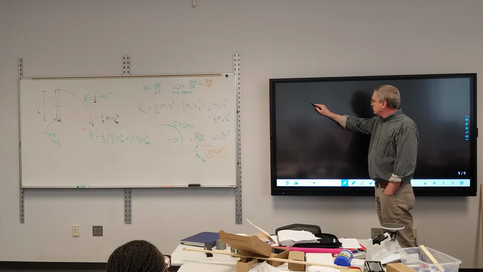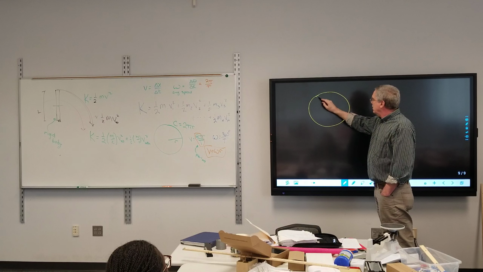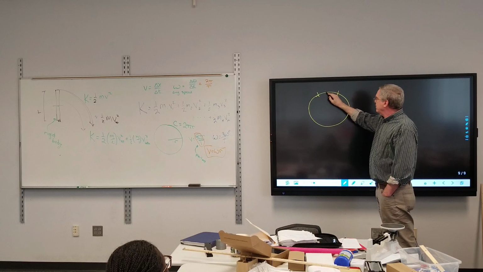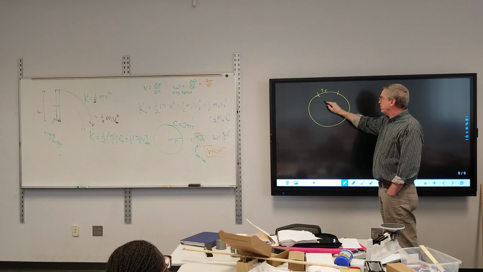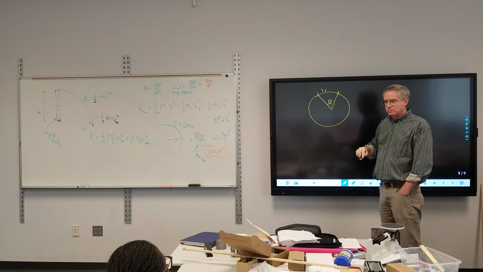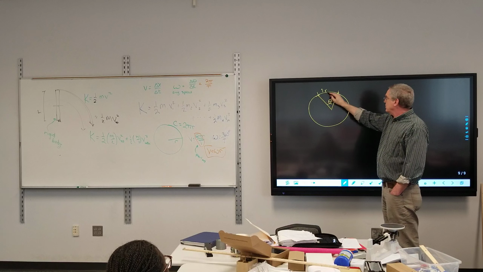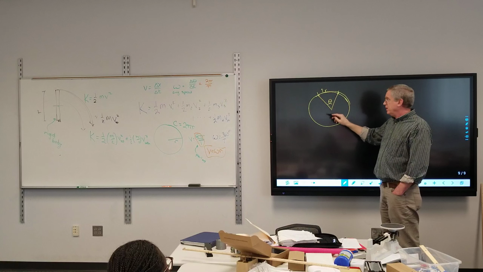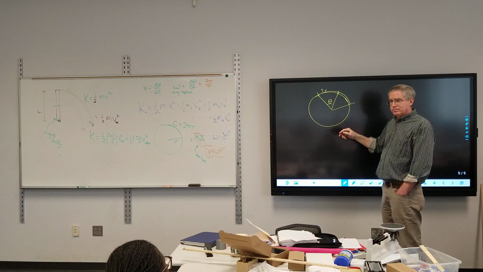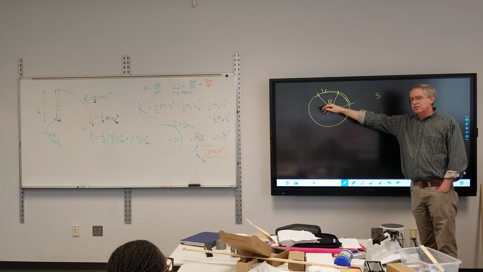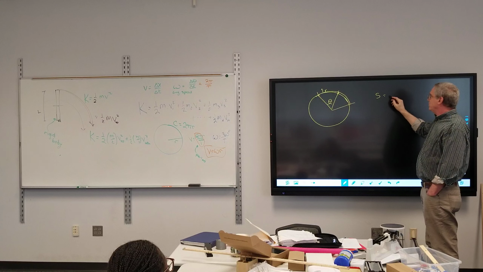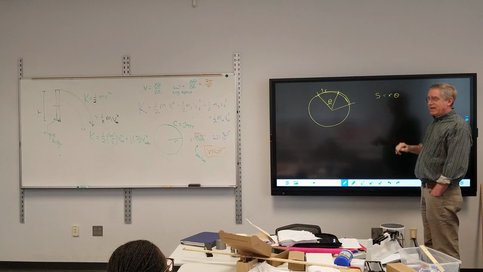I'm looking at the circle and figured out that if my arc length is 1 radian, or 1 radius, the length of whatever the radius is, that angle is 1 radian. If this is 2 radii going around the outside, this would be 2 radians. So we have this relationship that whatever the length is along the arc, that's going to be equal to the radius times the angle in radians.